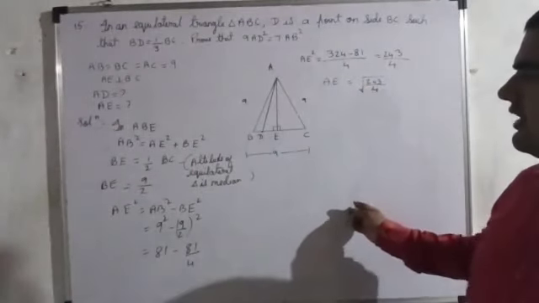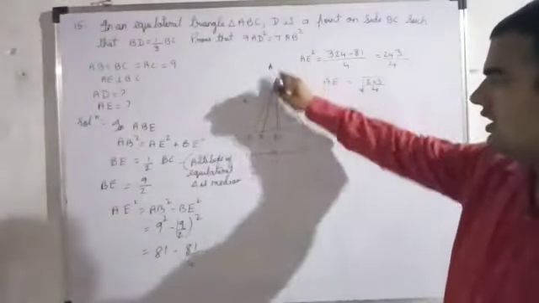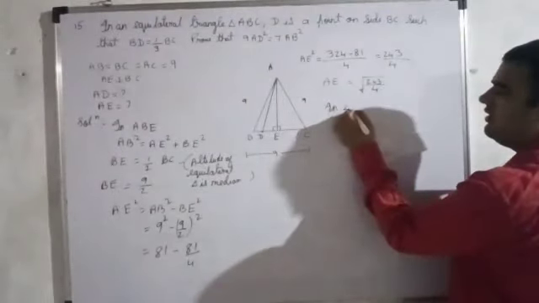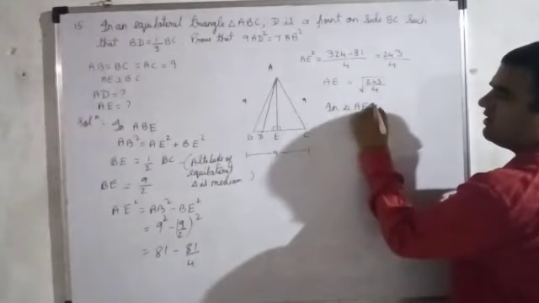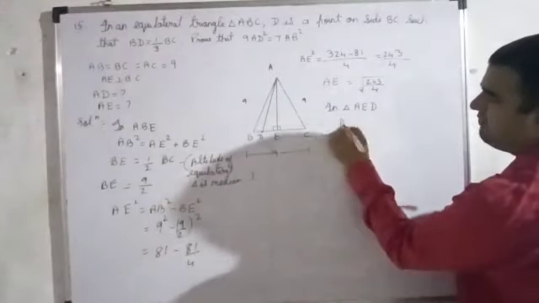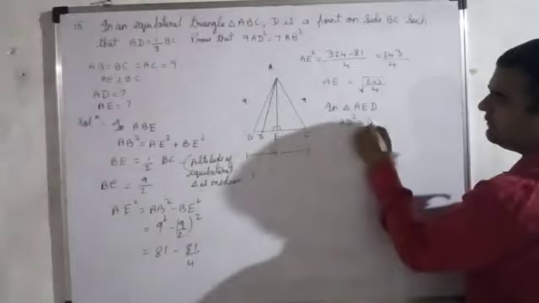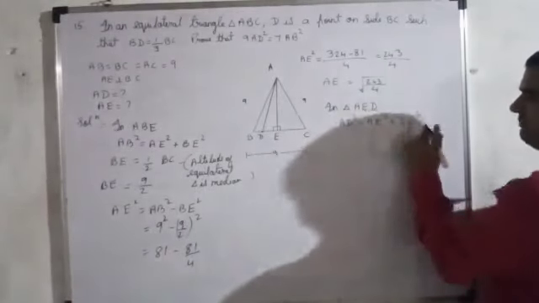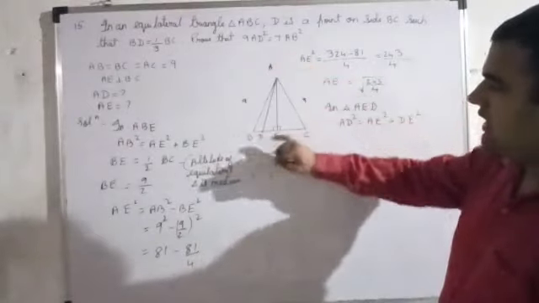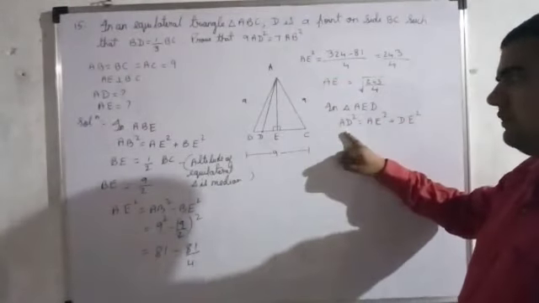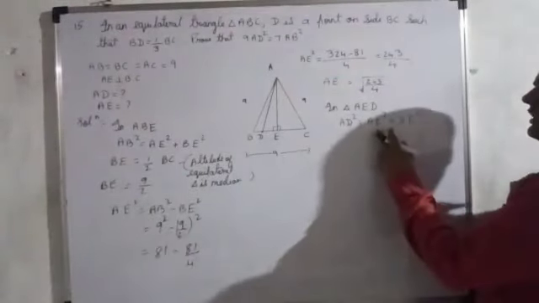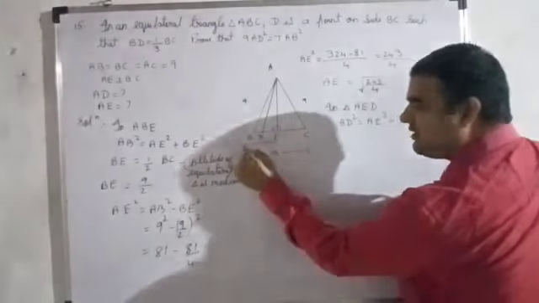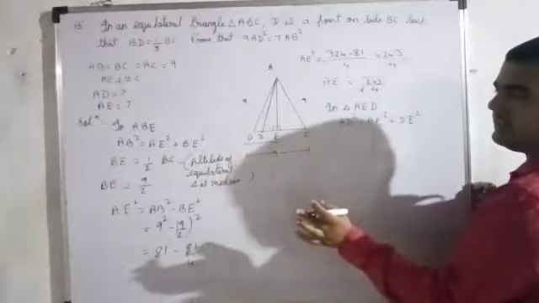Next you want AD square. So in which triangle is AD square there? In triangle AED, right, Pythagoras theorem. AD square equals AE square plus DE square. Simple. So you need to find DE. You know what BE is? BE is 4.5, right? 9 by 2.